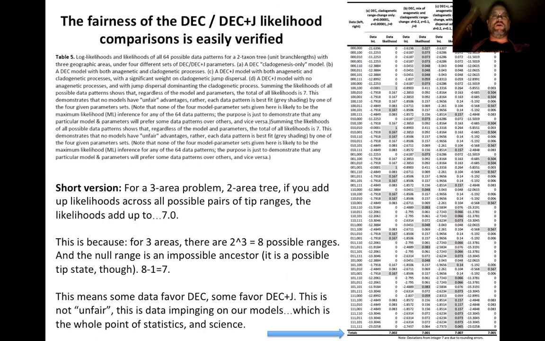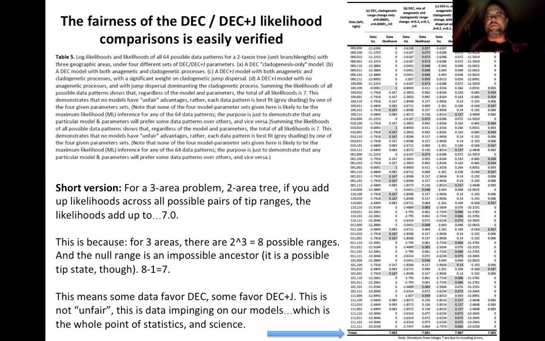In this article that I've written, I show that the fairness of the DEC and DEC+J likelihoods is easily verified. Short version of this table: you can calculate likelihoods for all possible data sets under a given set of parameters for DEC and DEC+J, and for both models, across any set of parameters you like, across all data sets, all the likelihoods, in this case of 8 possible ranges, add up to 1.0. That's because in a 3-area problem, you have 8 possible ranges. One range is the null range. It's an impossible ancestor, so the likelihoods add up to 7 ranges' worth.